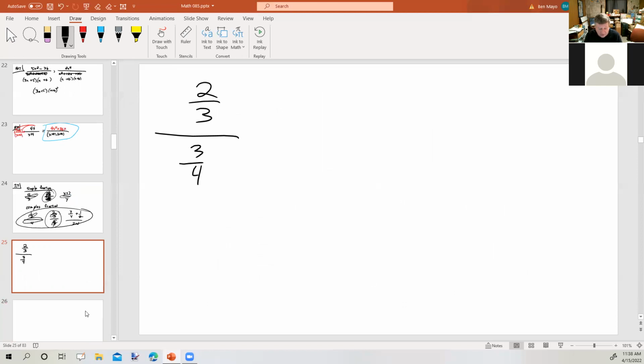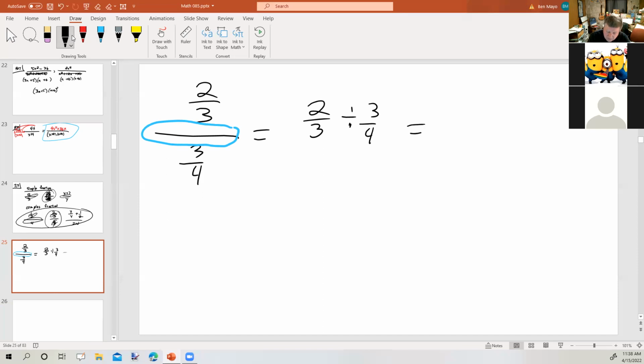This is still a complex fraction, but this is equivalent to 2/3 divided by 3/4, right? Because among other things, this is a division symbol. But dividing by a fraction is like multiplying by its reciprocal. So now we're multiplying, and I can't do any reducing. So my final simple fraction is 8/9, right? You okay with that? Yes. Sorry, my phone's buzzing.